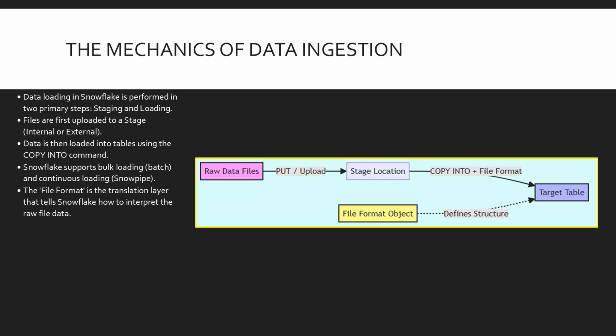This diagram visualizes the ingestion flow. On the left, we start with raw data files. These move via an upload or put command into a stage location, which acts as a holding area. From the stage, data moves to the target table on the right. Crucially, notice the yellow node, the file format object. It inputs into the loading process, defining the structure so the data lands correctly in the table.